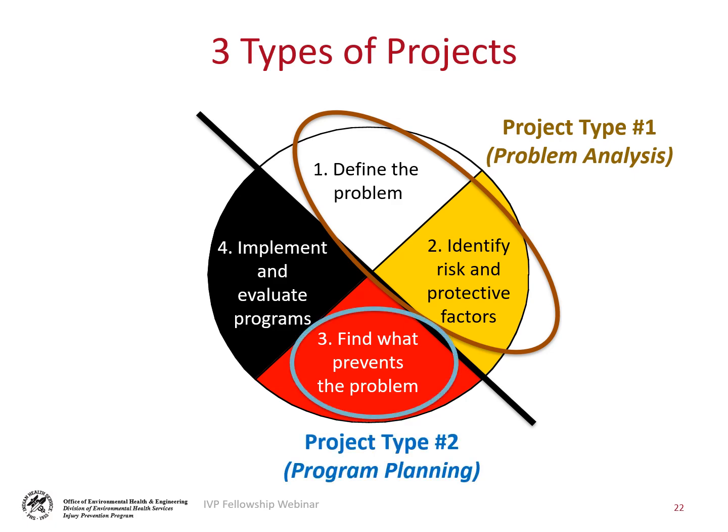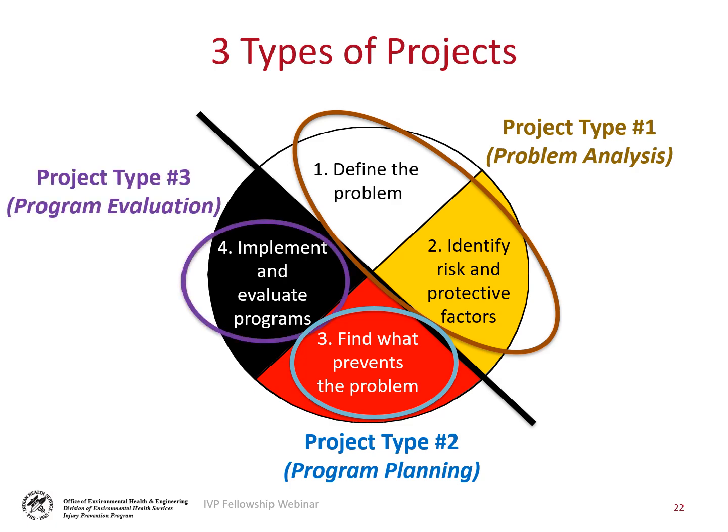The second type of project is aligned with step 3 of the public health approach, which is to find what prevents the problem. A project might identify an evidence-based intervention and then plan how it will be piloted and evaluated in a local tribal community. All the details of the intervention would be planned out. That is why this second project type is called program planning.